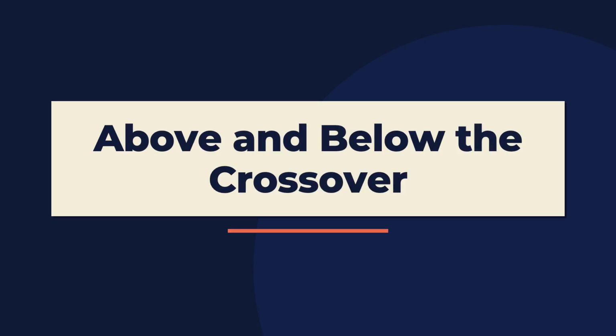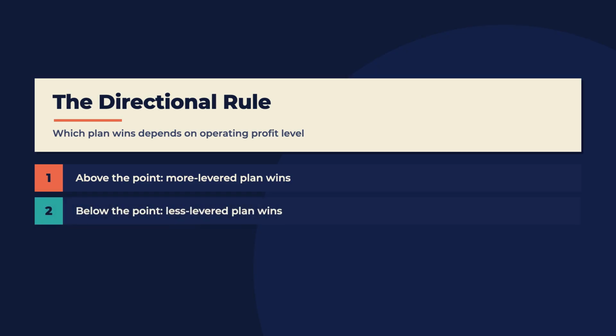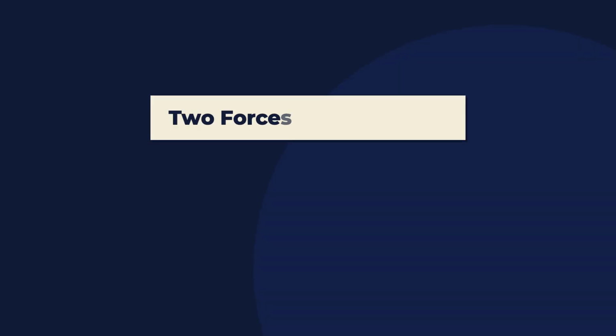We found the indifference point between two financing plans. Now let's understand the rule that governs which plan wins on each side of it and why the winner can flip. Above the indifference point, where operating profit is high, the more levered plan produces higher earnings per share. Below it, the less levered plan wins. At the point itself, the two tie exactly.